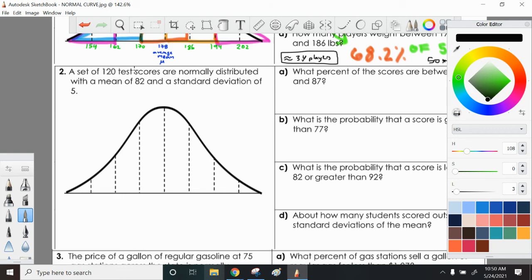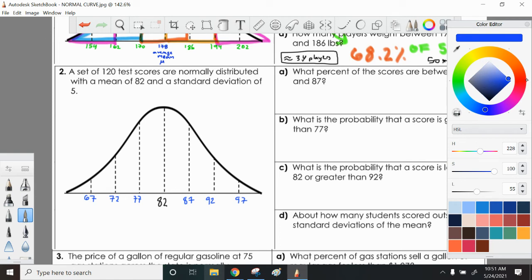A set of 120 test scores are normally distributed. That basically means nothing. With a mean of 82, so 82 goes in the middle. That's probably honestly the hardest thing you have to learn today, that the average needs to go in the middle. Standard deviation of 5 means that we need to be adding 5. So that would be 87, 92, 97, 77, that would be 72, that would be 67.